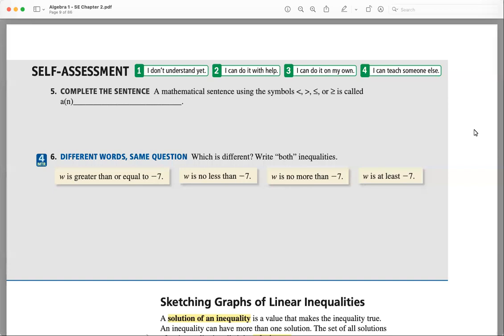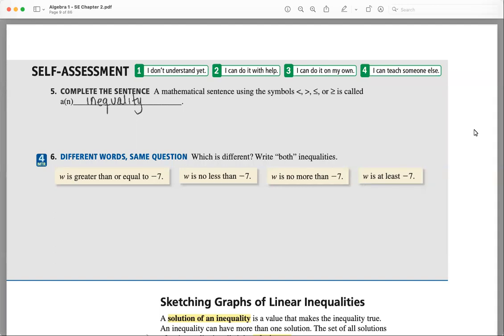On the next page, page 90, a mathematical sentence that uses the symbol less than, greater than, less than or equal to, or greater than or equal to is called an inequality. Remember, the definition of the inequality given to us earlier is a mathematical sentence that compares expressions. Okay, we have always more than one answer.